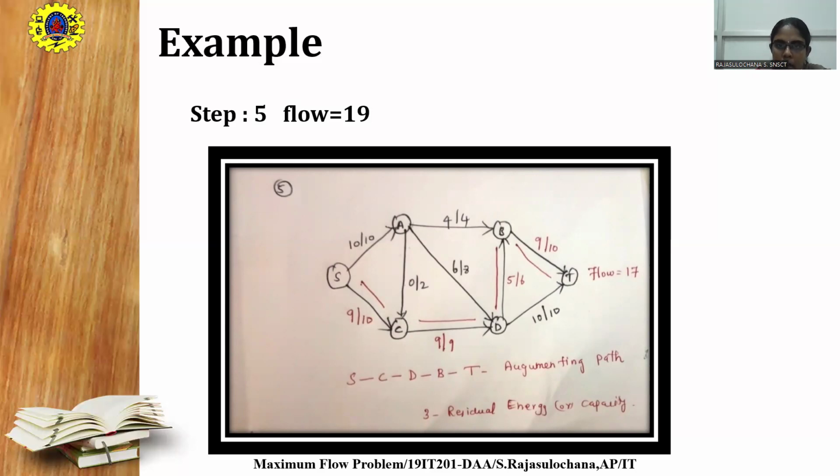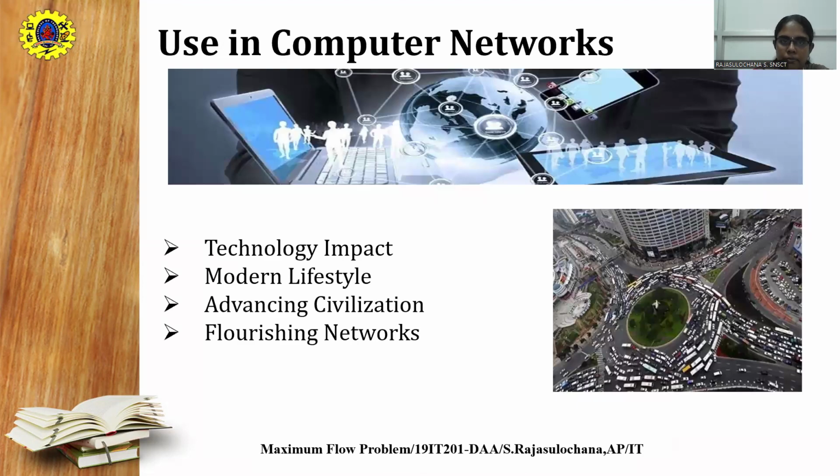So no more augmenting path is available. So the maximum flow of this particular graph is 19. So this is how the Ford-Fulkerson algorithm is applied for finding the maximum flow of a given network. Remember, this algorithm is also called the max-flow min-cut algorithm.